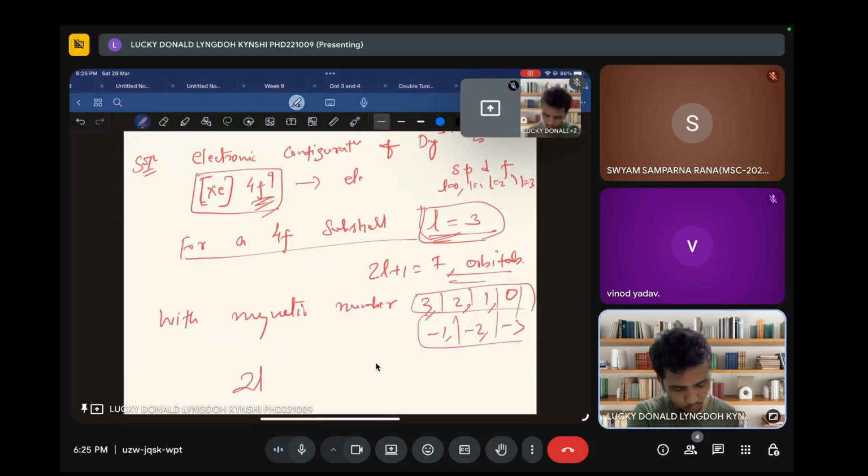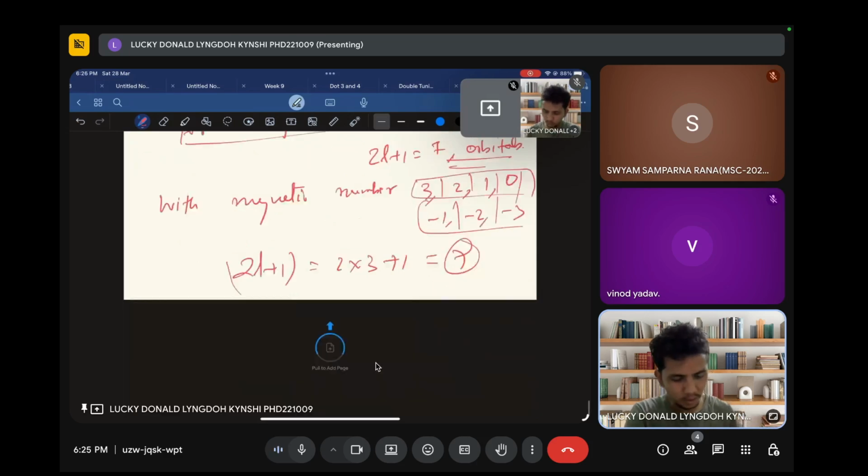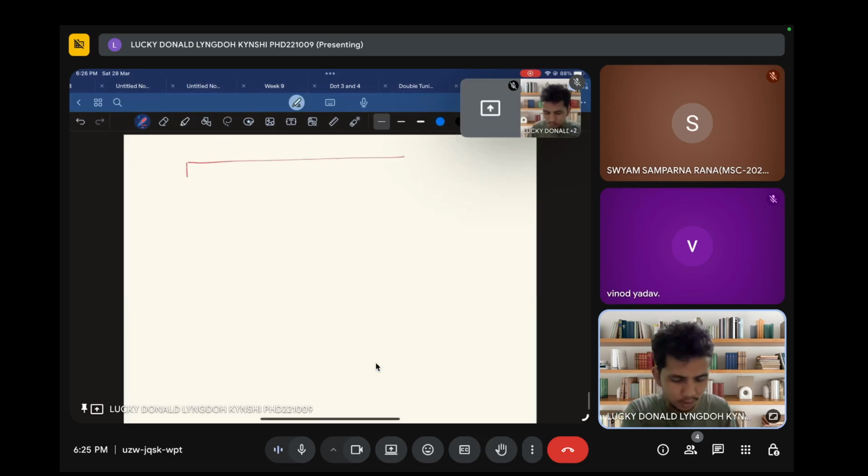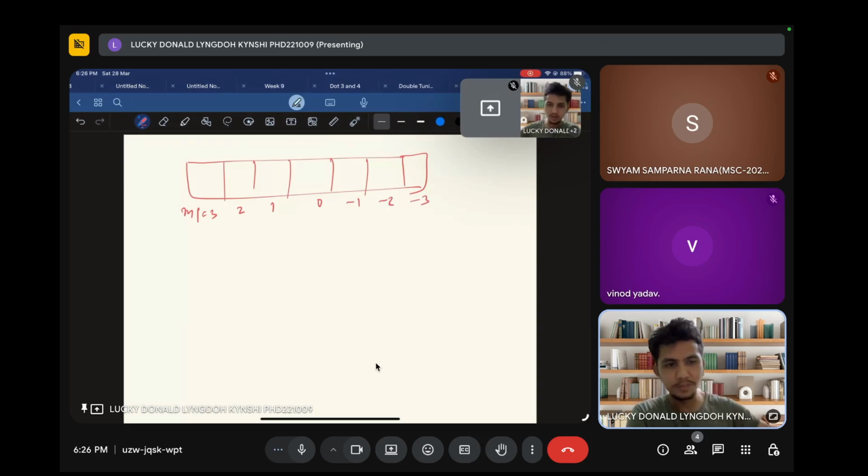That you get from 2L plus 1, which is equal to 2 into 3 plus 1, we get 7 orbitals. Let me just draw it for your understanding: 1, 2, 3, 4, 5, 6, 7. So here ML is equal to 3, 2, 1, 0, minus 1, minus 2, and minus 3. There are 7 orbitals now, but there are 9 electrons. Correct. So there are 9 electrons and 7 orbitals. You can keep that in mind.